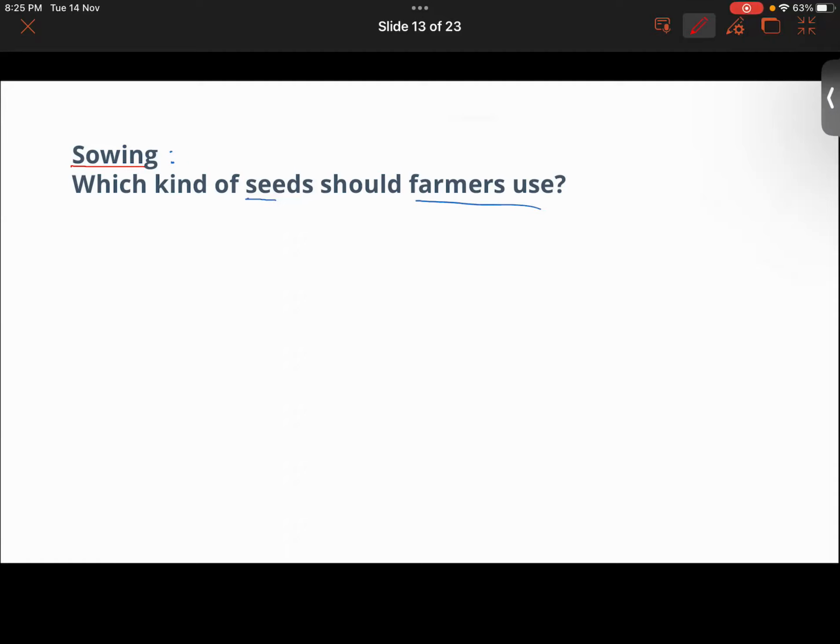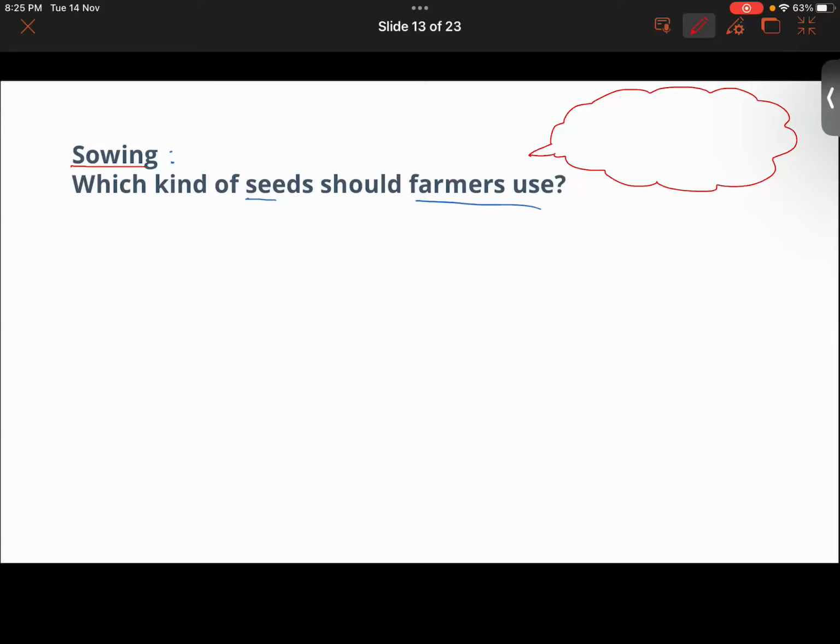Arham? Sir, the placement of the seeds in the soil at proper depth and proper intervals is called sowing. Good. Basically, the process of putting or scattering the seeds in the ground at a proper depth. It's not necessary that you put them at proper depth; even if you don't, it will still be called sowing. Theek hai na?